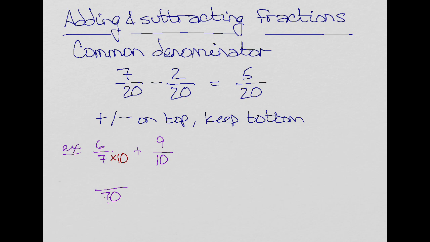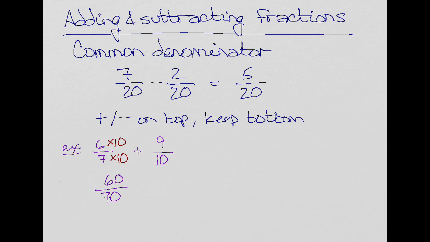For equivalent fractions, if I multiply on the bottom, I can multiply the top by the same thing and have an equivalent fraction. 6 times 10 is 60. So 6/7 is the same thing as 60 over 70. That's equivalent. It's the same size, just with different numbers.